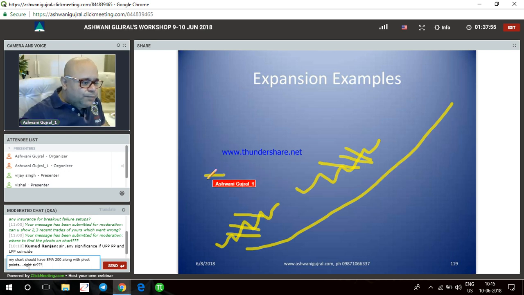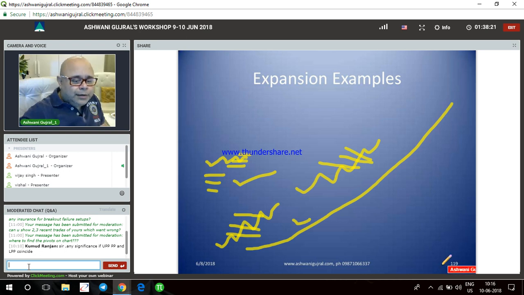If day 1 pivots are here, day 2 pivots are here, this is a comparatively weaker trend than this one, right? Because this will be formed by a more range bound action. So keep this in mind, that where pivots are placed shows you the strength of trend. That is point number 1.